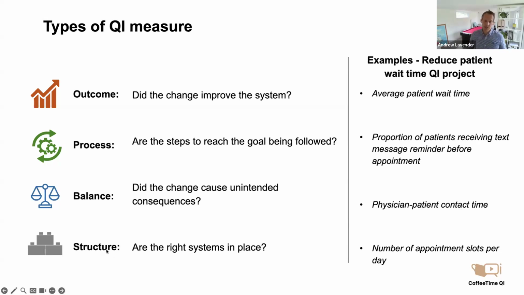And then finally, we've got the structure measures. This is more about, as you can imagine, the structural stuff. So are the right systems in place to enable you to make an improvement? Things like, in this example, the number of appointment slots that were available, and seeing that the process is all in place.